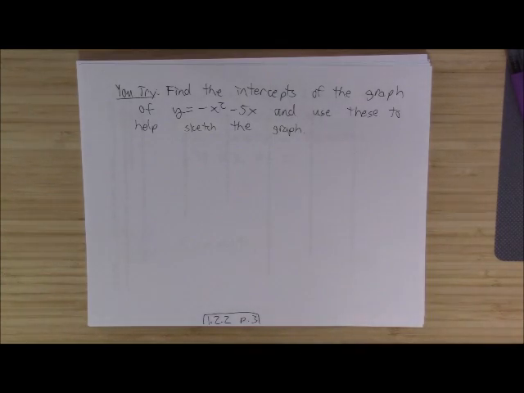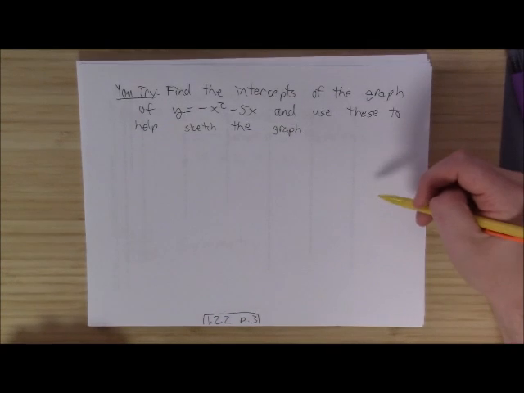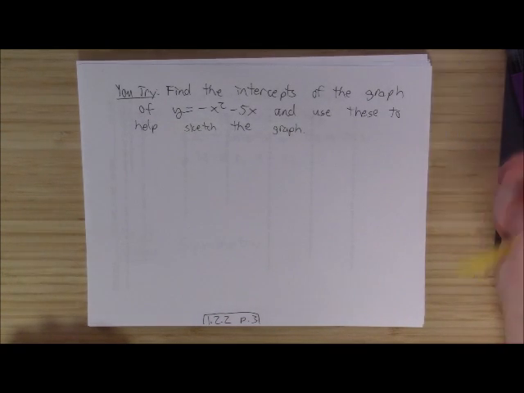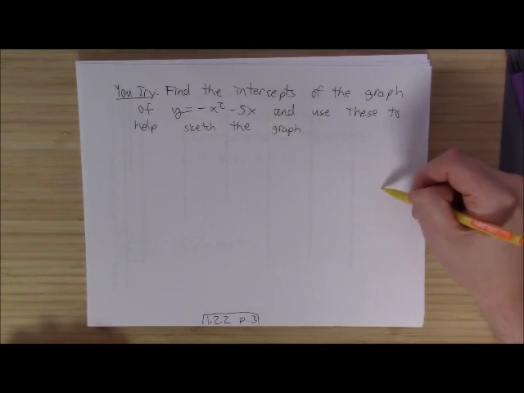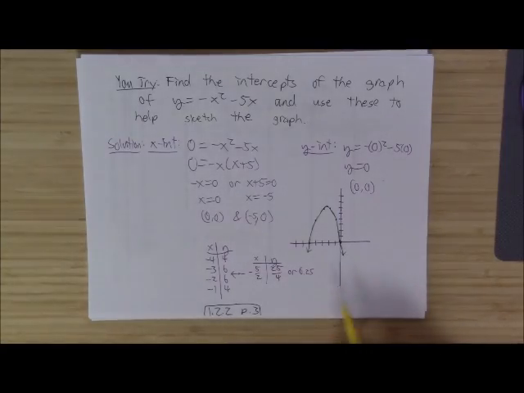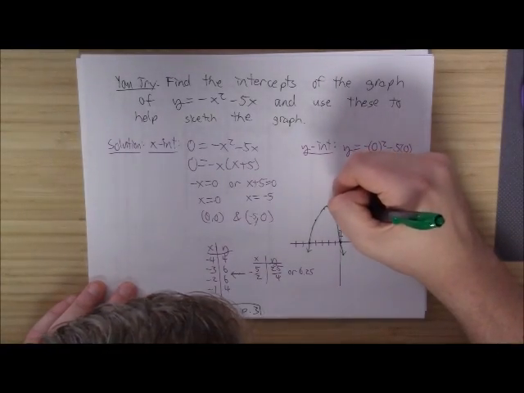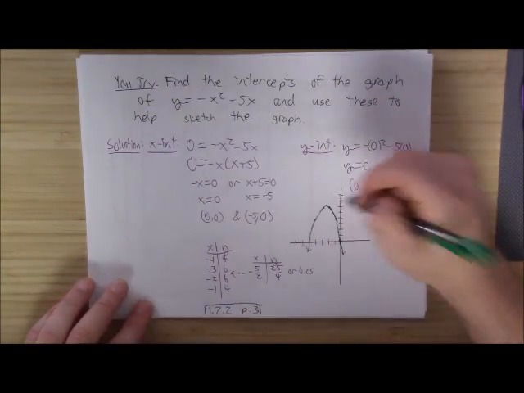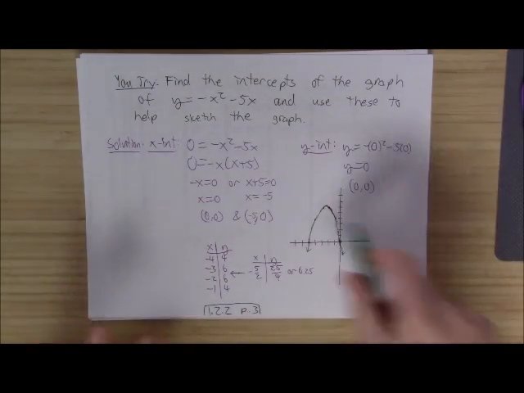Now it's time for you to work an example, so go ahead and find the intercepts of the graph of y equals negative x squared minus 5x and use these to help sketch the graph. On the count of 3, I'll reveal the solution. 1, 2, 3. So again here, sorry it's a little rough around the edges right there. It should be nicer.